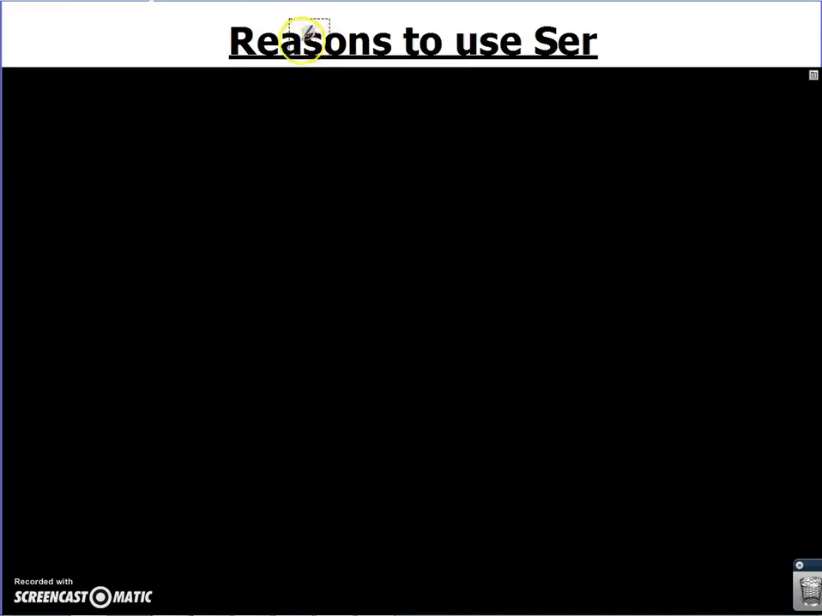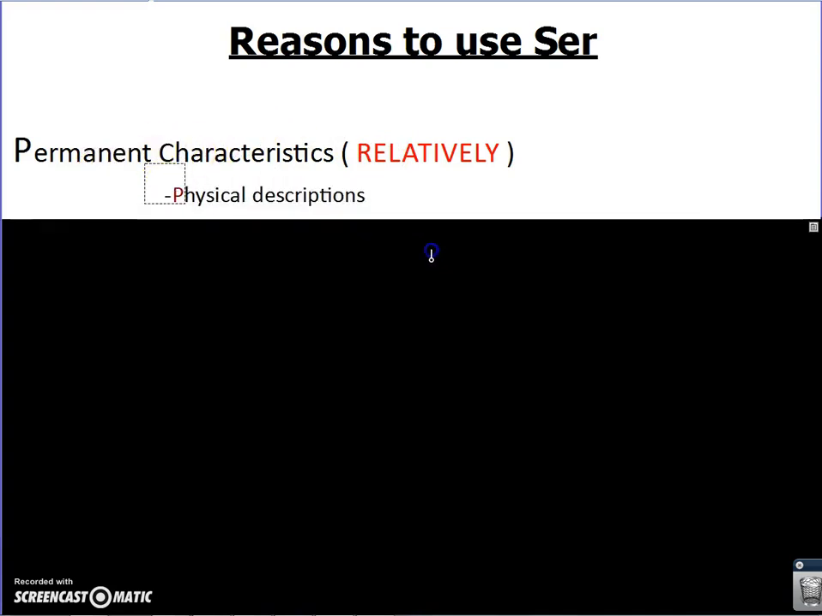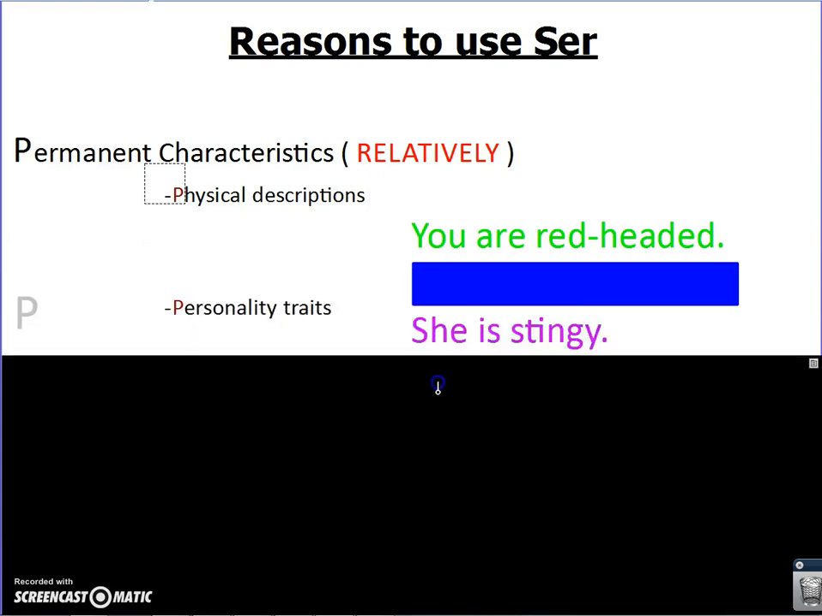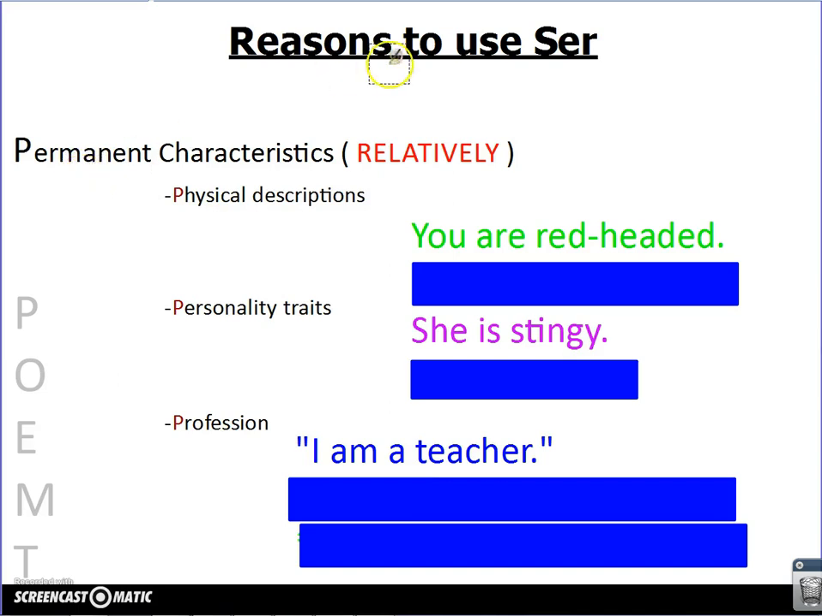All right, so here we go. We're back into darker colors, so you need to write down reasons to use ser. And our first reason is for permanent characteristics or relatively permanent characteristics. So if we want to discuss relatively permanent characteristics like someone's physical description, personality traits, or their profession, we're going to be using ser. So please write down permanent characteristics, relatively, and then below that, physical descriptions, and below that, this example sentence, you are redheaded, skip a line for the English translation that we'll fill in together in class.